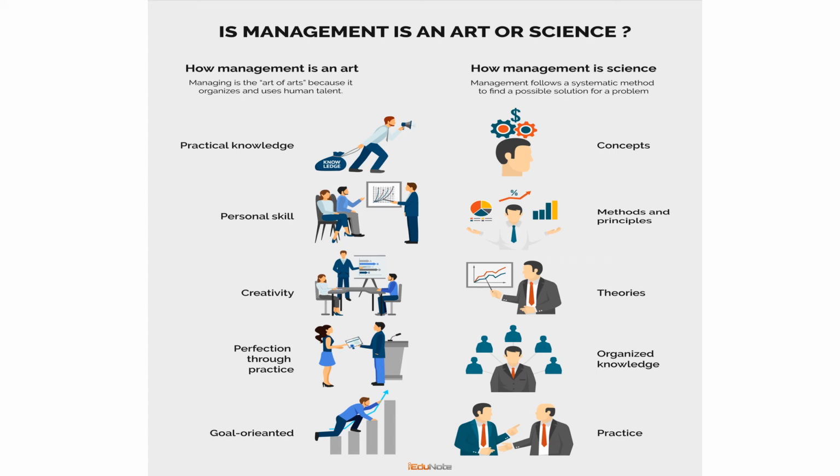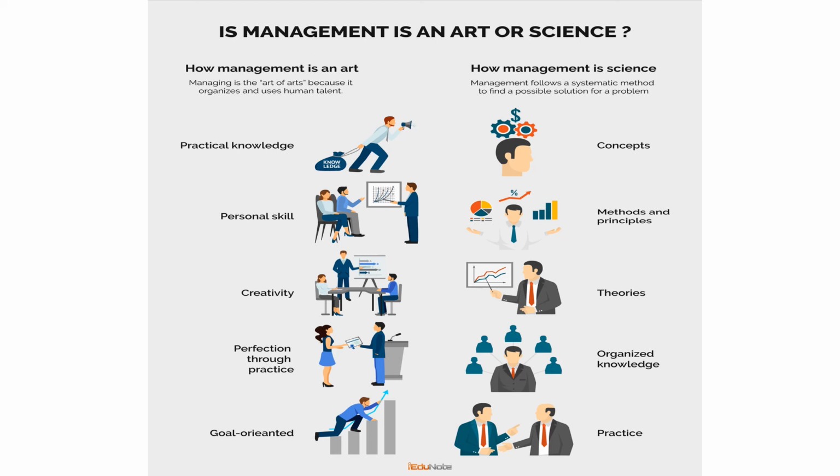So the elements of art in management is first practical knowledge. So art requires practical knowledge, and learning of theory is not sufficient because a person may have a degree, he knows what a manager does, but if he doesn't know how to apply the management knowledge in real life situations, he will not be regarded as a manager. Second, personal skill. A manager will not depend on his theoretical knowledge or solution alone. He must have some qualities that make him or her unique.